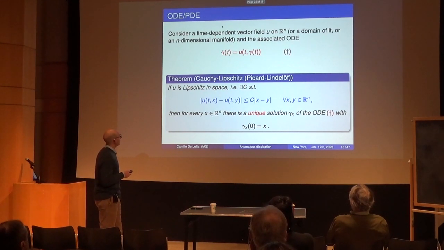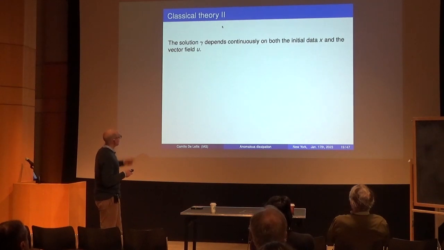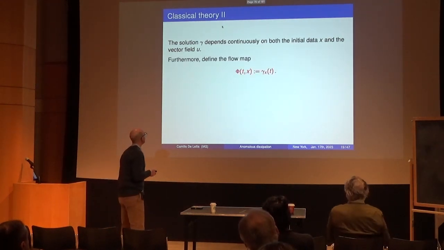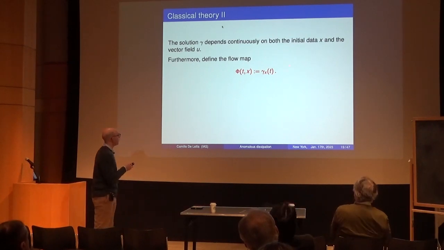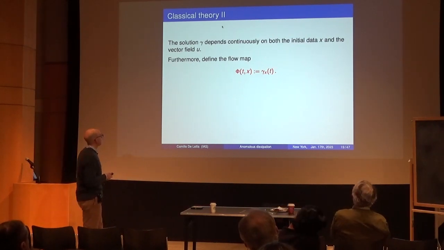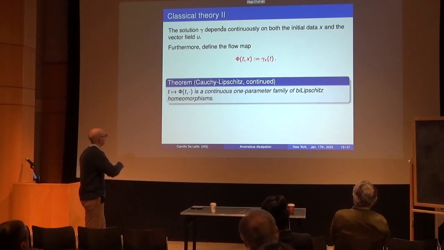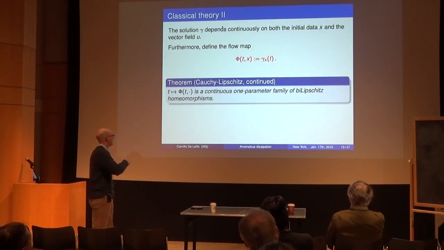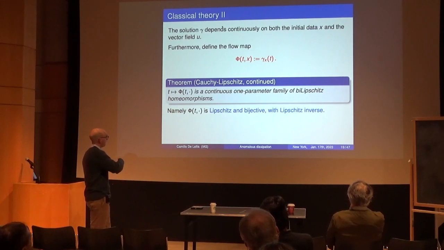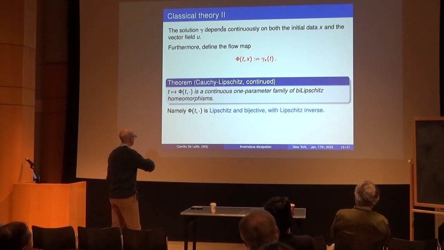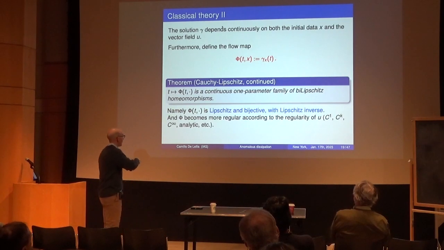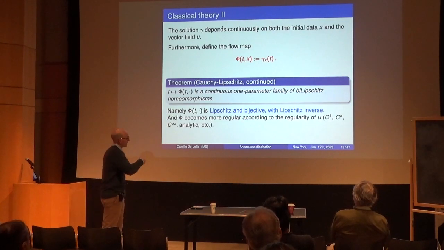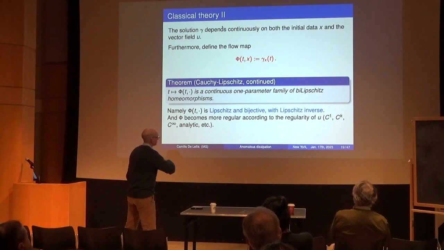And not only that, the solution gamma depends continuously on both the initial data x and the vector field u, which means that if you build the flow map, this flow map is a one-parameter family of bi-Lipschitz homeomorphisms, right? Which is, in fact, isotopic to the identity. So they're Lipschitz, they're bijective, they have a Lipschitz inverse, and phi becomes more and more regular according to the regularity of u, of course. So this is all classical stuff.